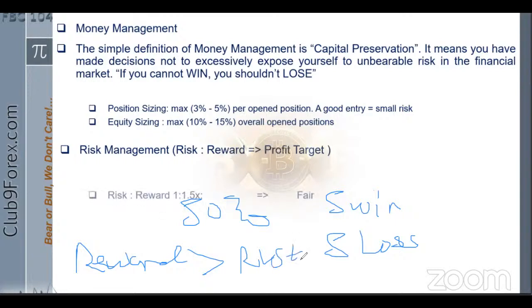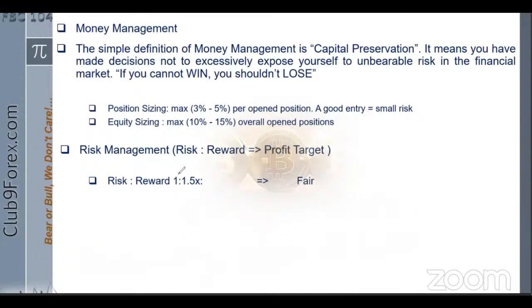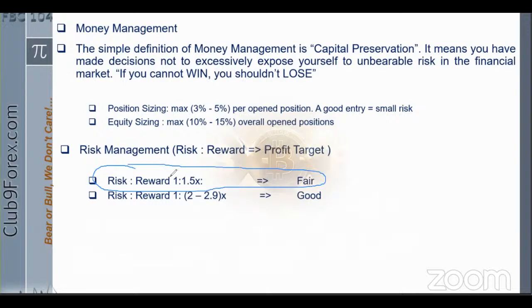And so I've just decided to give us a guide on the qualities of what makes you a very good risk management trader. What I'm saying in essence, for instance, is that we have risk reward, and then we have 1 to 1.5. What this one is saying is that our target is 1.5 times that of our risk.